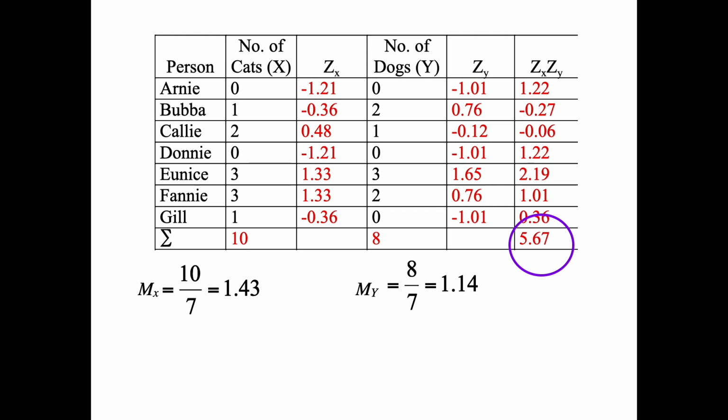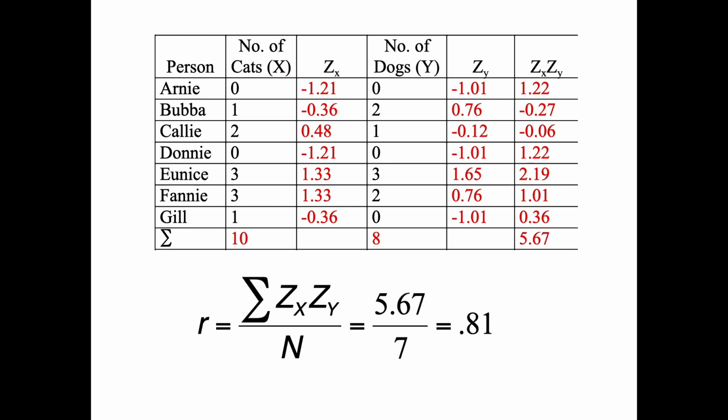And because we want the average cross product, we're going to divide by the n. So we take 5.67 and divide it by the n, and that will give us R. So there's our step: 5.67 divided by 7 gives us an R of 0.81. So that is our correlation coefficient for the number of cats and the number of dogs for this sample, an R of 0.81.